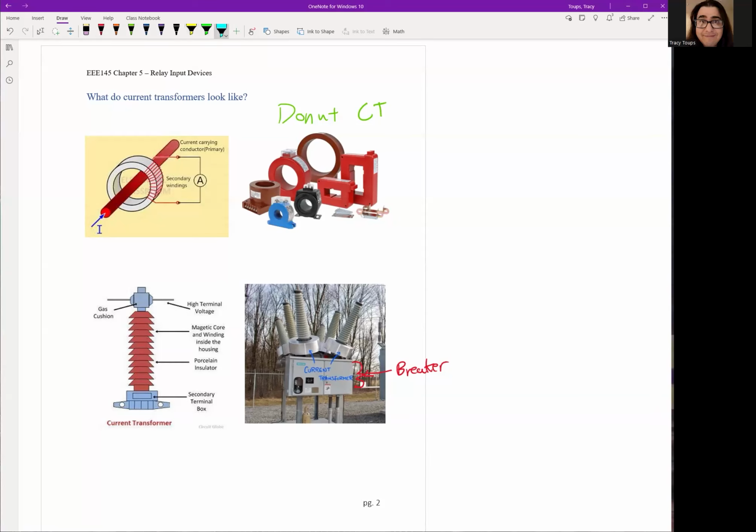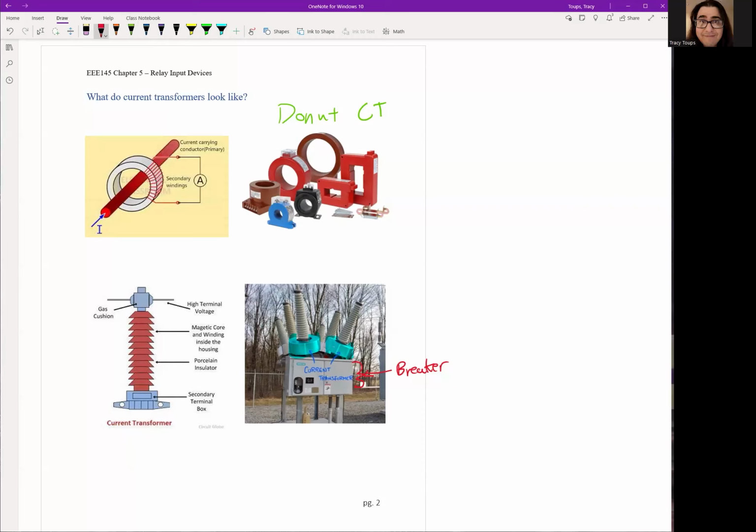Let me highlight them for you. This thing right here. These are the CTs. Again, you can see they're round, kind of like a donut, but we slip them onto the bushings of the breaker.